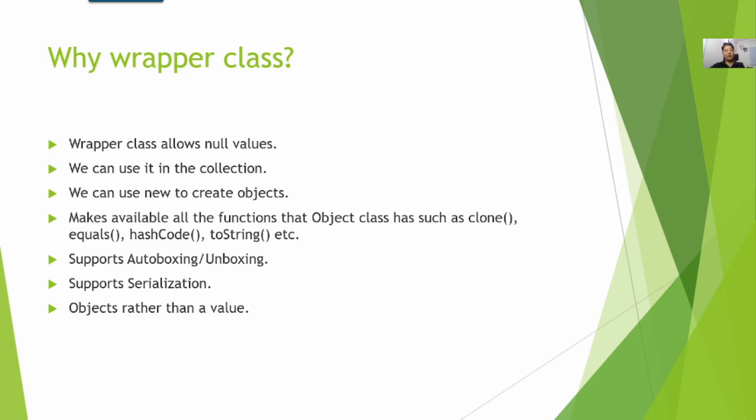Another is that we can use the new operator to create the object, because it is a class. And because it's a class, obviously the parent class is always the Object class, so we could use the default methods from the Object class, like clone, equals, hashCode, toString. It also supports autoboxing and unboxing. This is a very important feature. Autoboxing and unboxing let you directly convert values from one type to another, automatically, when you assign it. That feature comes with these wrapper classes.